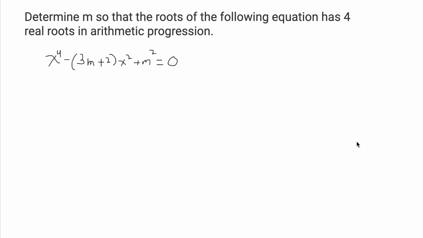Today we're going to be considering this problem from a Stanford High School mathematics competition that reads as follows. Determine m so that the roots of the following equation has 4 real roots in arithmetic progression.